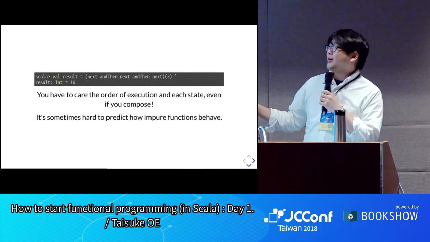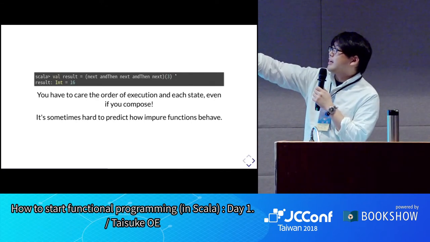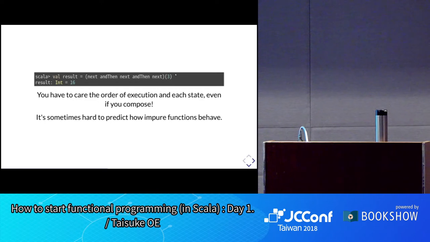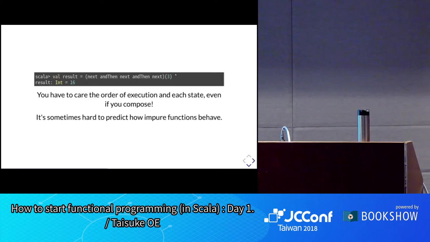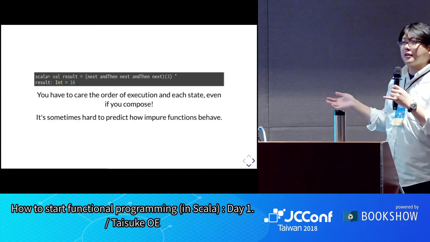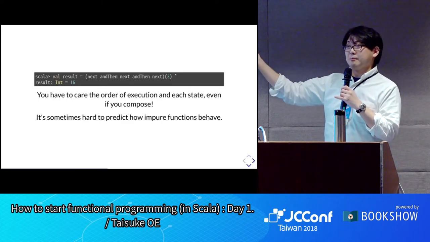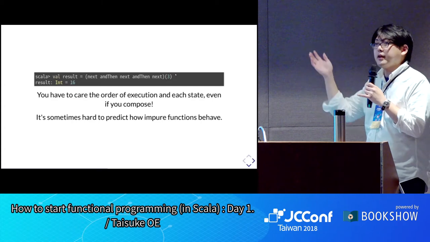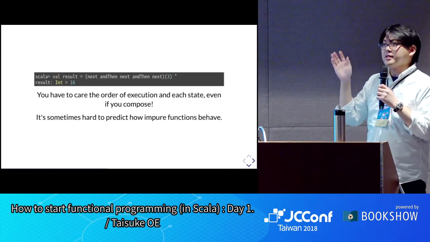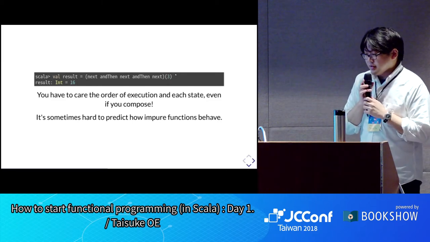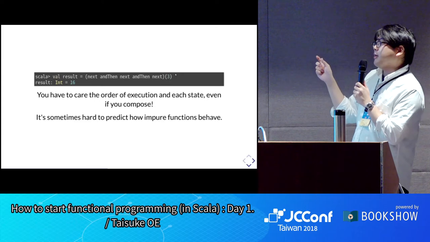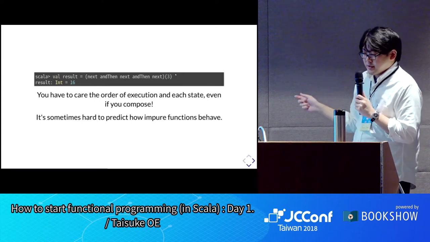16. One plus three, and then next it would be doubled. Then 4. Now this is 8. Then that 8 is added to the next. So that's why it's 16. It's a double. So yes, you see, it's really hard to predict how it behaves, even though this is a really simple example. That's why you have to care about the order of execution and the state at every step. This is really annoying. Even though we make the functions very small and composable, it's hard to predict how it behaves.